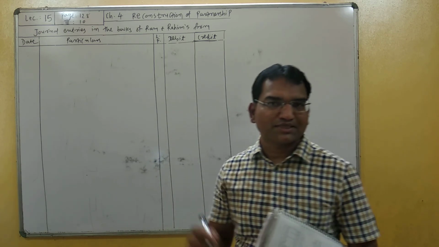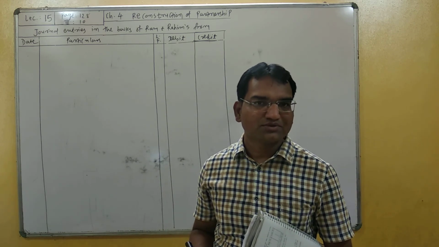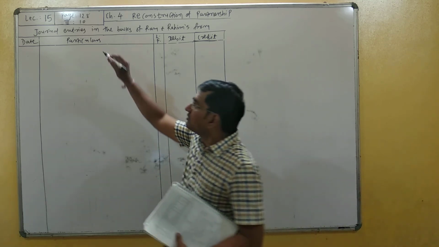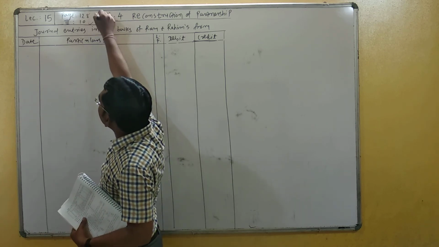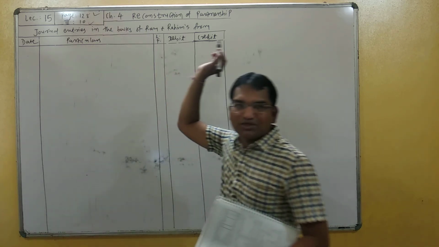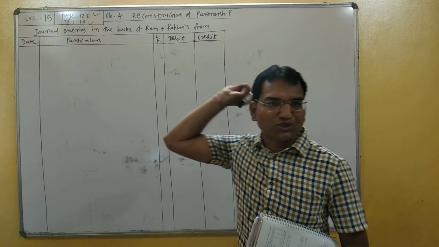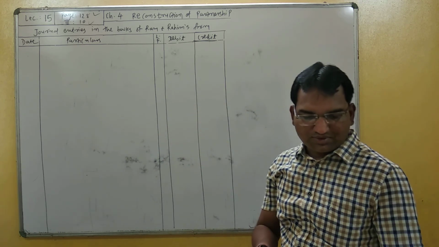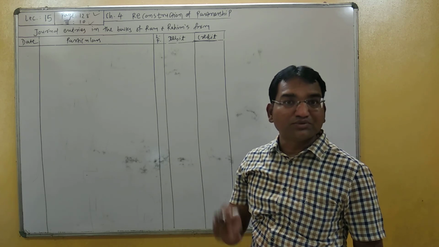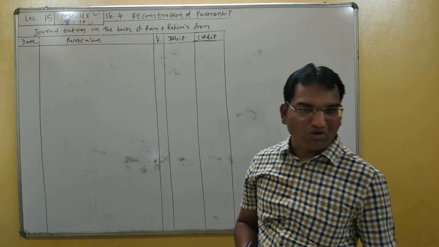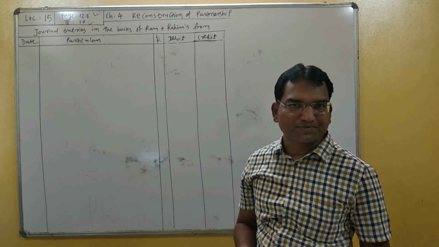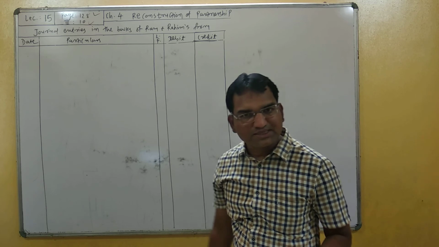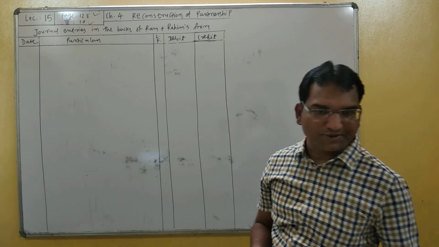Today in this lecture we are going to explain illustration 10, which is given in your textbook page number 1 to 8. In this illustration you are asked to give journal entry of accumulated profit and reserves. There are 4 balances given in the example.